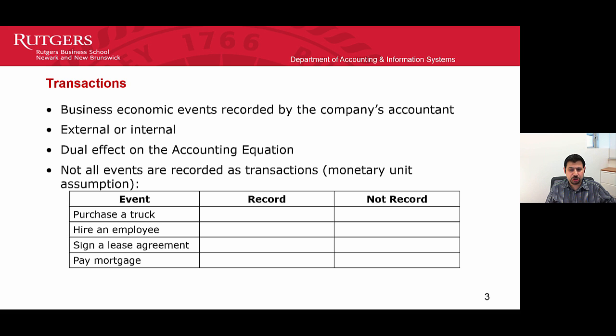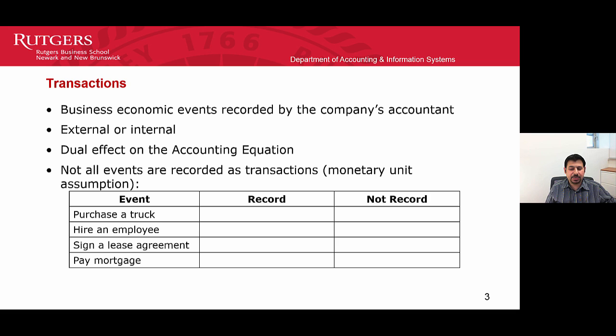Now, every transaction has a dual effect. And what do we mean by dual effect? It means that it has to affect at least two accounts in the accounting equation. If you have an increase in an asset, that should be basically counterbalanced by either an increase in liabilities or an increase in stockholders' equity, or simply a decrease in another asset.